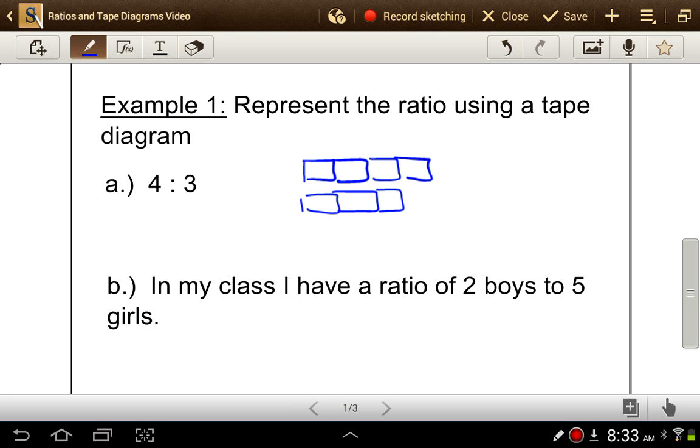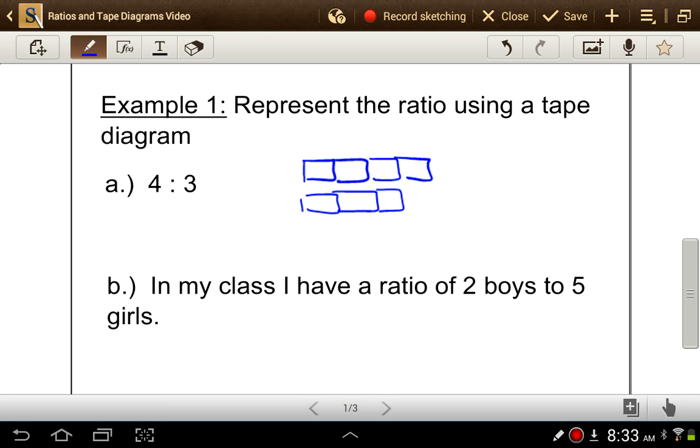Now, each section should be roughly the same size, so that you can see the relationship of how the first one, the top one, is longer than the bottom one. What you don't want to do is make both of them the same length and then just break them into different amounts of sections. Each section needs to represent the same amount. That's how a tape diagram works.